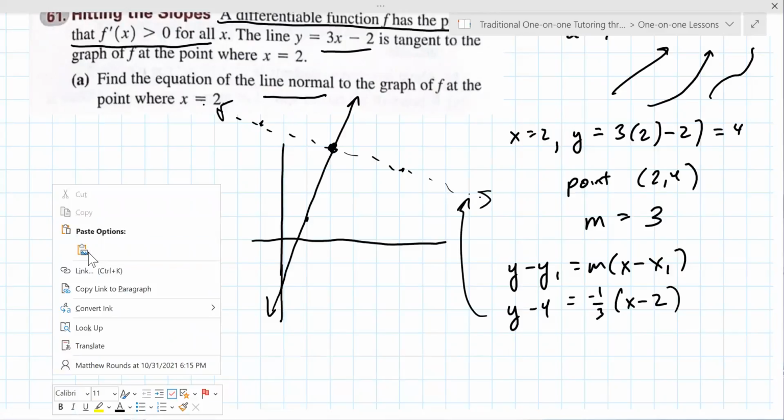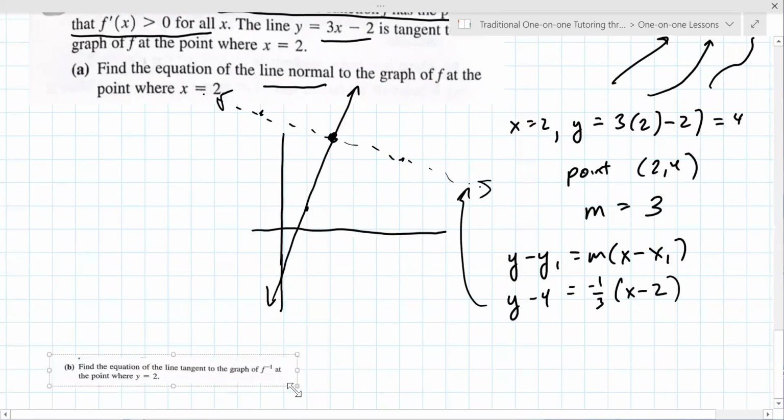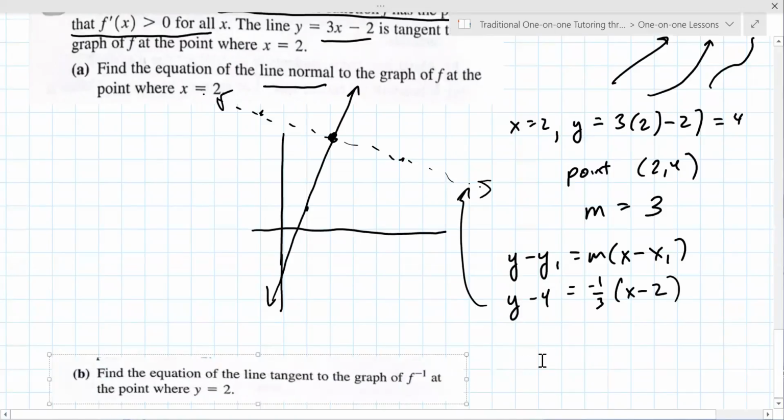Okay, here we go. Find the equation of the tangent line of the graph where y equals 2. I think this is referring back to this line right here, because it's f inverse of 2, which is 4. It's that point right there. So it's asking for one of these lines, and it's probably the normal line.